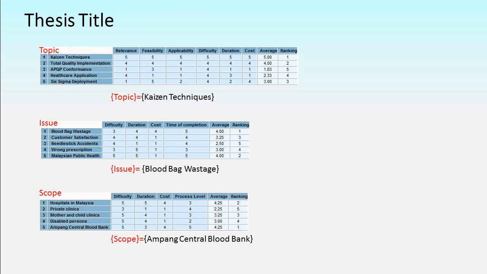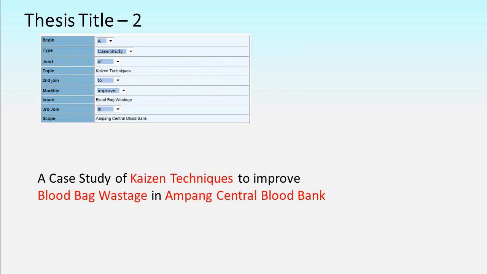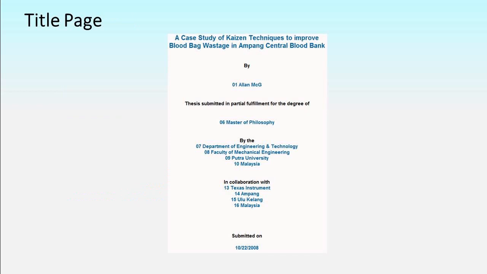You can do the same to identify your issue of interest and the scope of interest. Note that topic, issue, and scope are used in the subsequent write-up. Once you have determined your topic, issue, and scope, you can create your thesis title. AsterWrite gives you a menu-based method of writing a good title by connecting topic, issue, and scope in a linguistic manner. Once the thesis title is synthesized, the title page is automated.